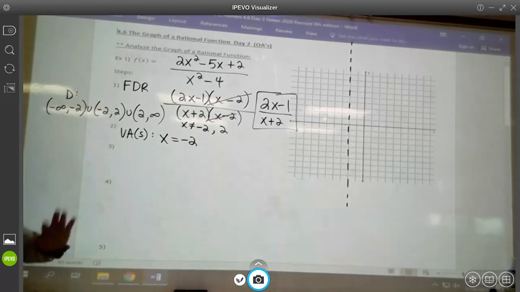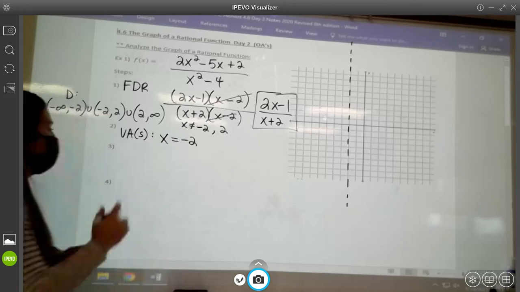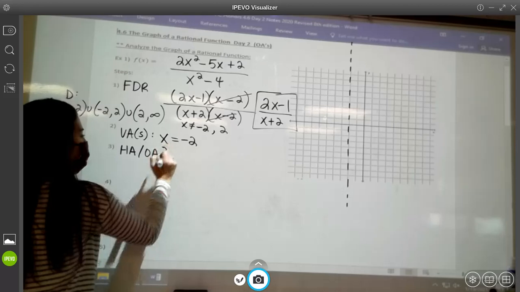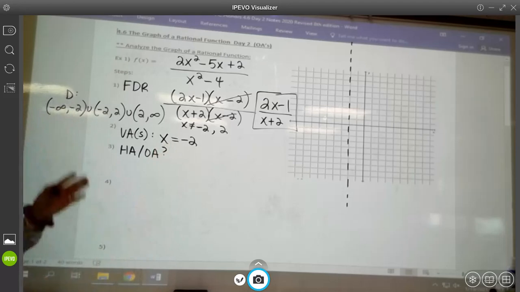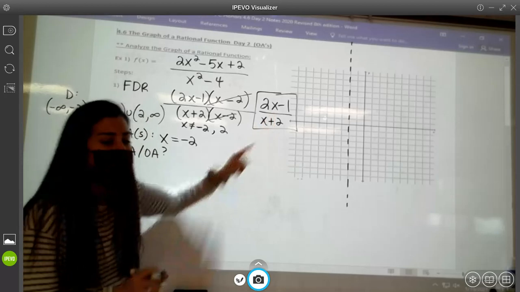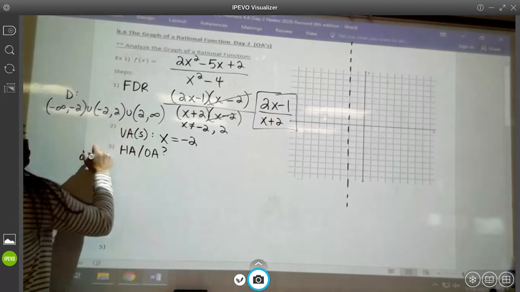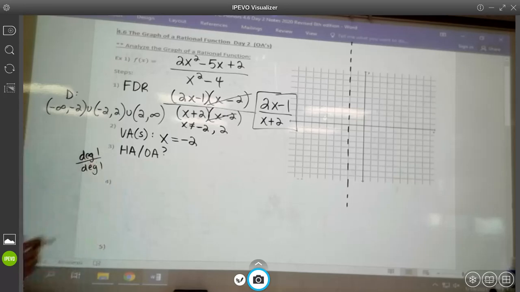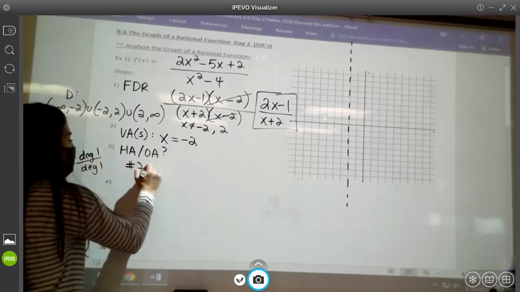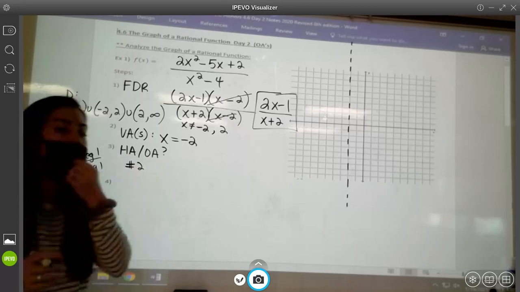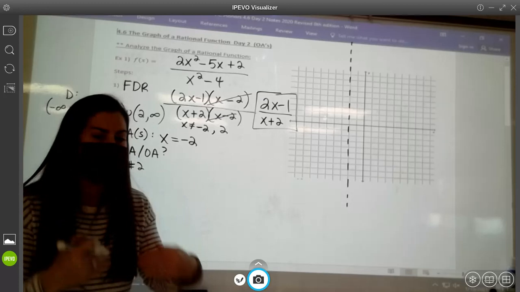Okay, all right, now let's get our horizontal or our oblique. Well, guys, if you look at the reduced version, I have a degree 1 polynomial over a degree 1 polynomial. According to horizontal asymptote rule number 2, you will have an HA, not an OA. And that HA will be the ratio of the leading coefficients.